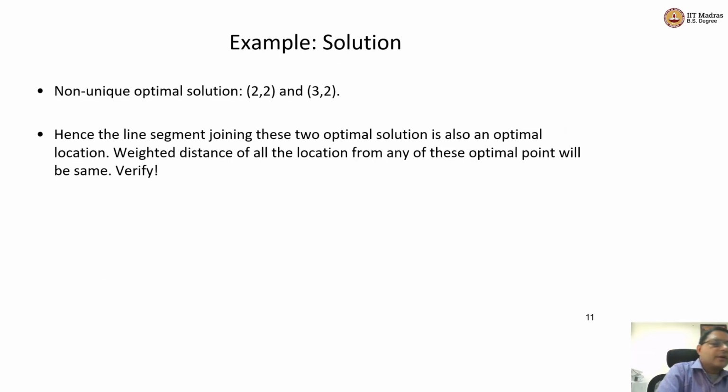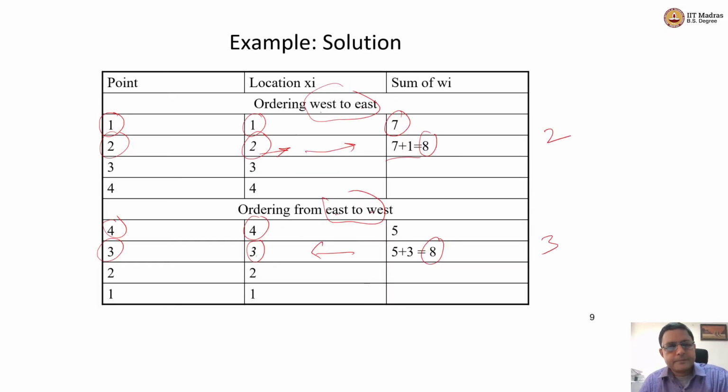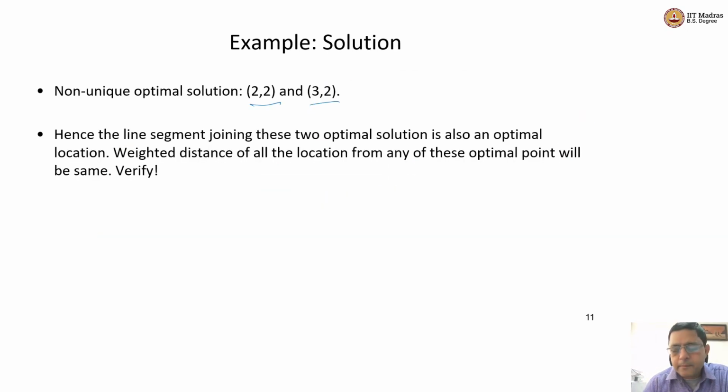Right, so I actually got a non-unique solution, (2, 2) and (3, 2), just to confirm. This location is (2, 2), this location is (3, 2), and therefore anything in between is also an optimal solution. That was for the cross median approach.